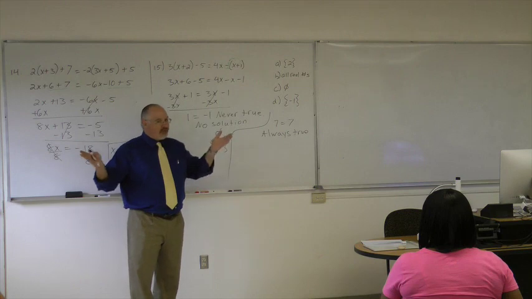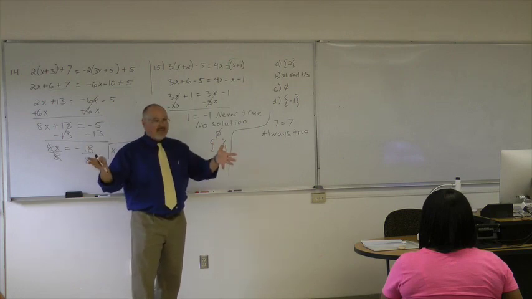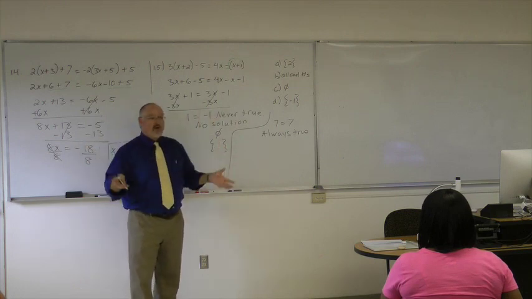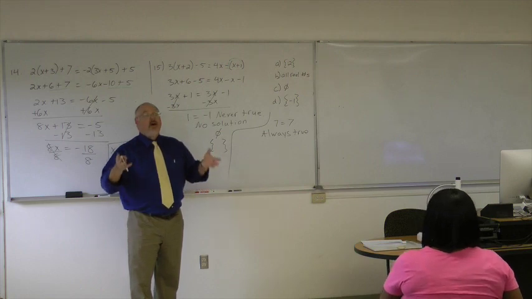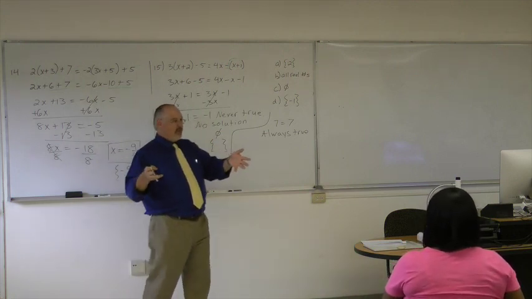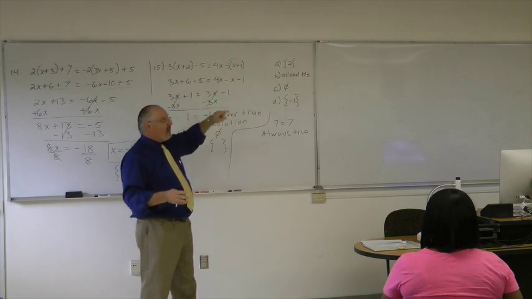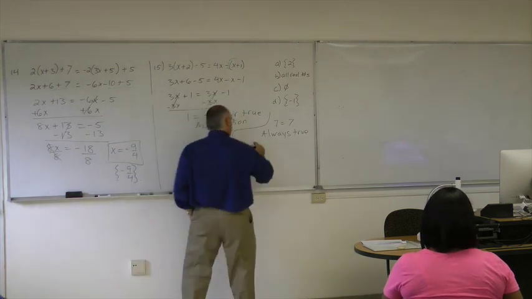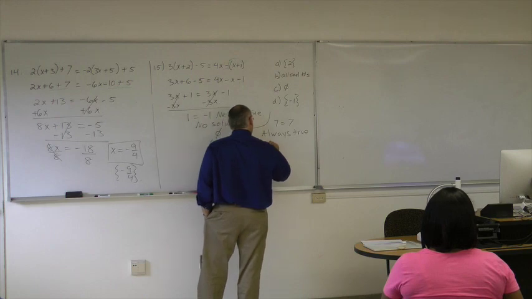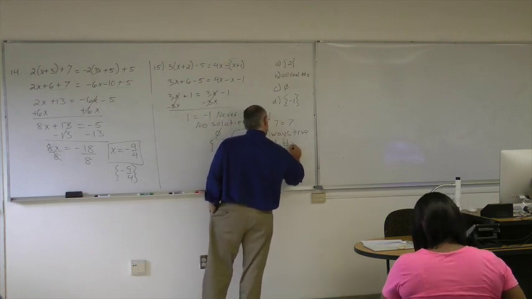So if everything will make it true, that means everything is a solution. We just talked a couple minutes ago: as far as you guys are concerned, everything is what kind of number? Any real number. So any real number, anything at all, can be plugged in and get a true statement. So this is when you get all real numbers as an answer.